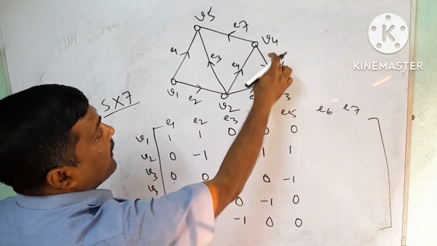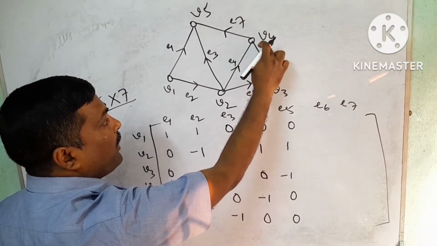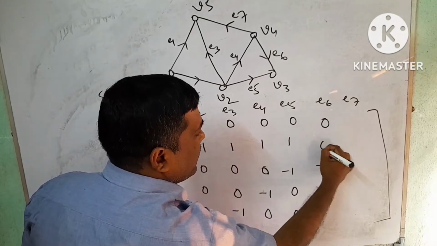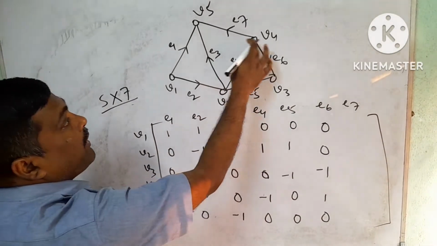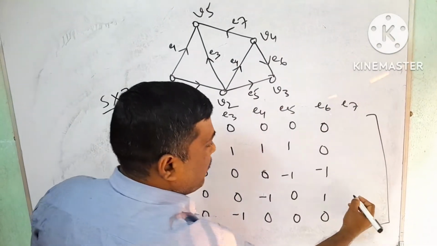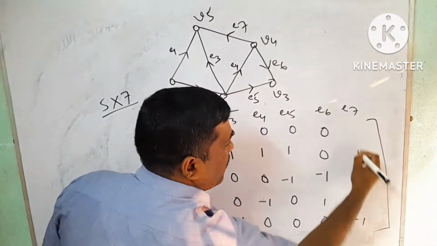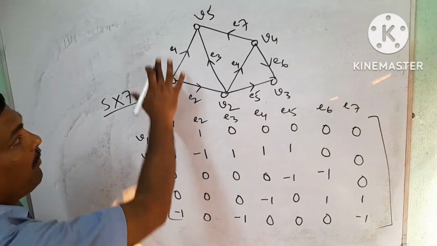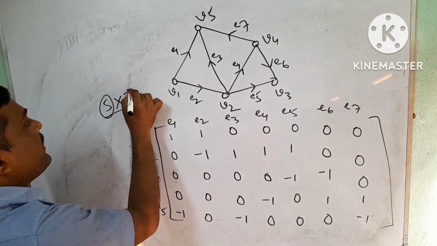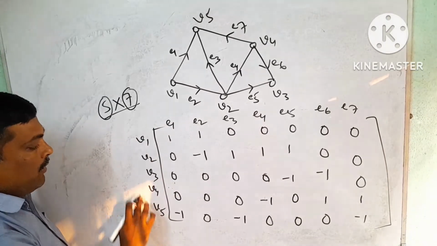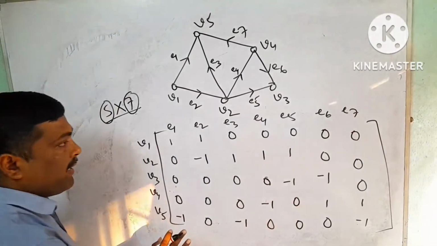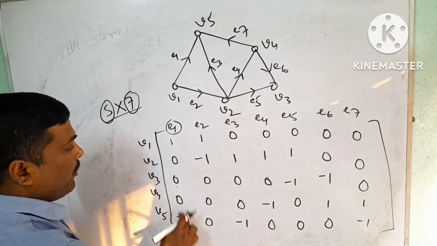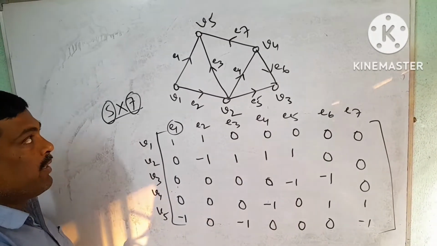E6. E6 incident out from V4 into V3. So in V3 it is -1, in V4 it is +1. For all other cases it is 0, 0, 0. Now E7 incident out from V4, incident into V5, right here -1. All other cases it is 0, 0, 0. Okay, so this is the incidence matrix of this diagram having 5 vertices, 7 edges. Just write vertices in rows and the edges in columns. So this is the incidence matrix.